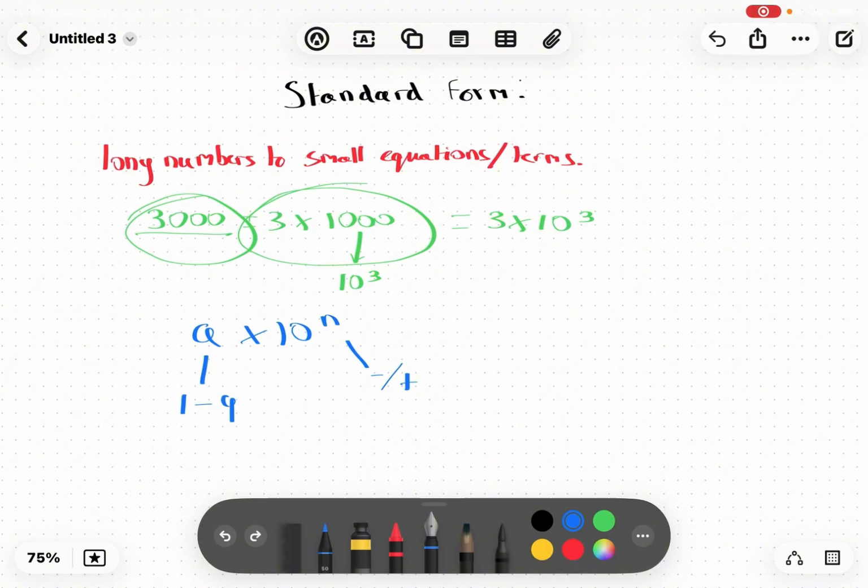So what you should understand in this type of equation is you have a number that's 1 up to 9. It can't be over a 9. It can't be like 10, because technically you already have a 10. So if the number is like 10,000, you don't need this number. You can just write 10 to the power of 4. So it can't be a 10 in this type of form.